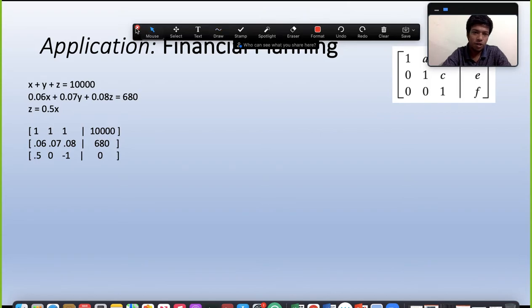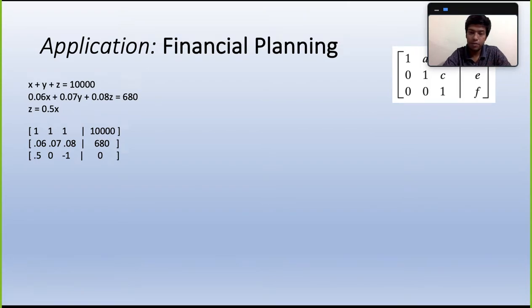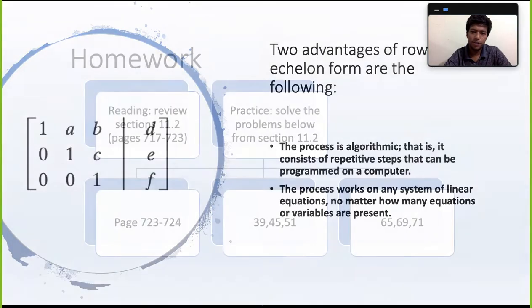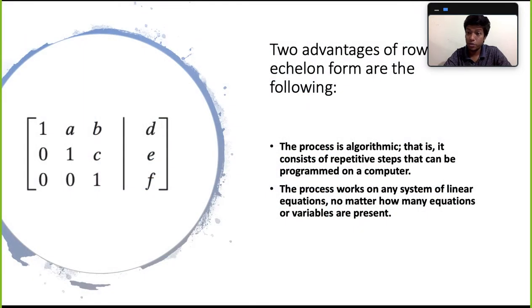So this is how we solve real-life application maths by using matrices. When you have this kind of situation, you just make it some equation, and then solve it by using row echelon, by using the row operation. Why do we use this matrix operation, this row echelon form or row operation? The process is algorithmic, that is, it consists of repeating steps that can be programmed on a computer. The process works on any system of linear equations, no matter how many equations or variables are present.